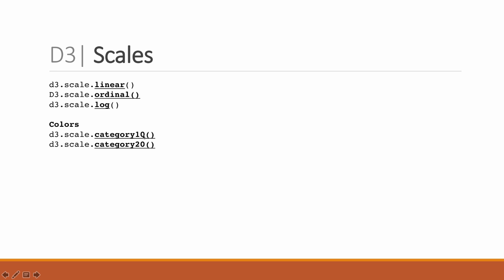So this is a list of 10 different colors, and every time you ask for a color, D3 will associate the key with the color. So if you ask for the same key, you get the same color. And this is a list with 20 colors.